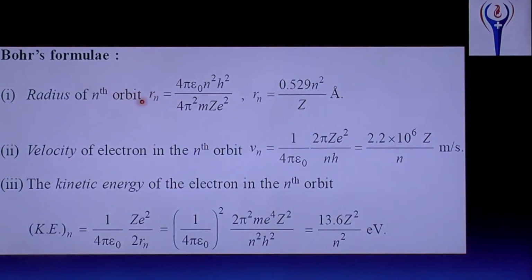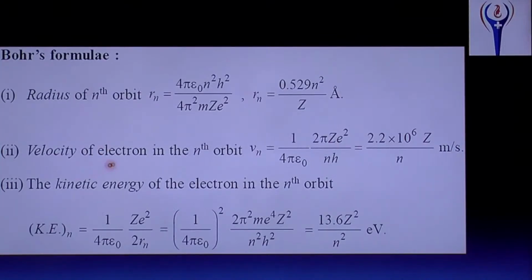Some of Bohr's formulas. That is the radius of the nth orbit: Rn equal to 0.529 n square by Z. That is, substituting the 4 pi epsilon naught value, h square value, and m value, and simplifying, the formula is Rn equal to 0.529 n square by Z in Angstrom. Angstrom means 10 power minus 10 meter.